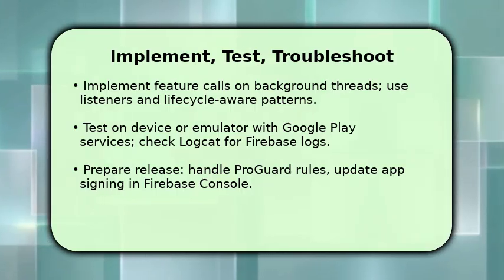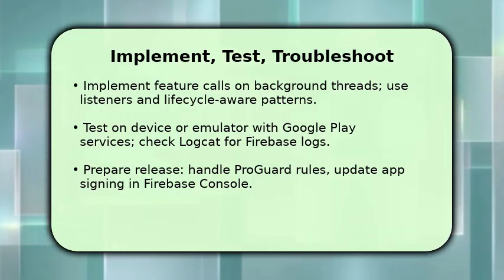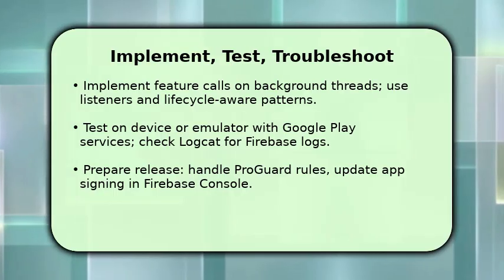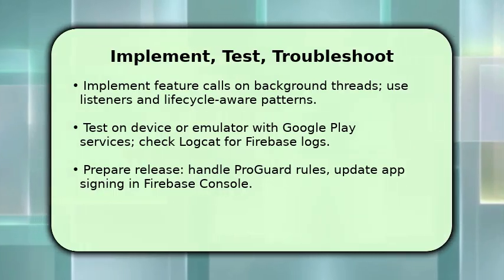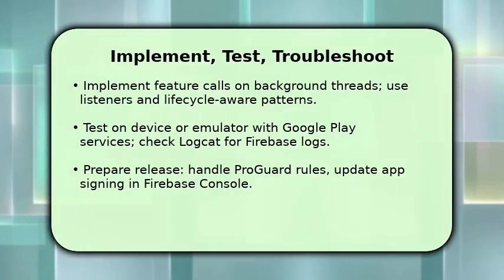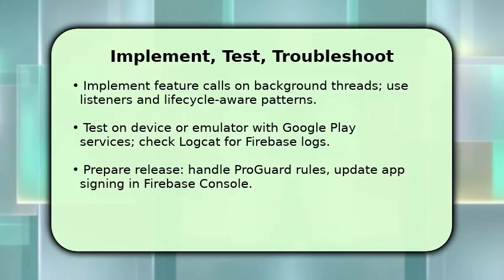If something goes wrong, check Logcat for API key errors and ensure google-services.json matches the package name and SHA keys. That fixes most auth and init failures.